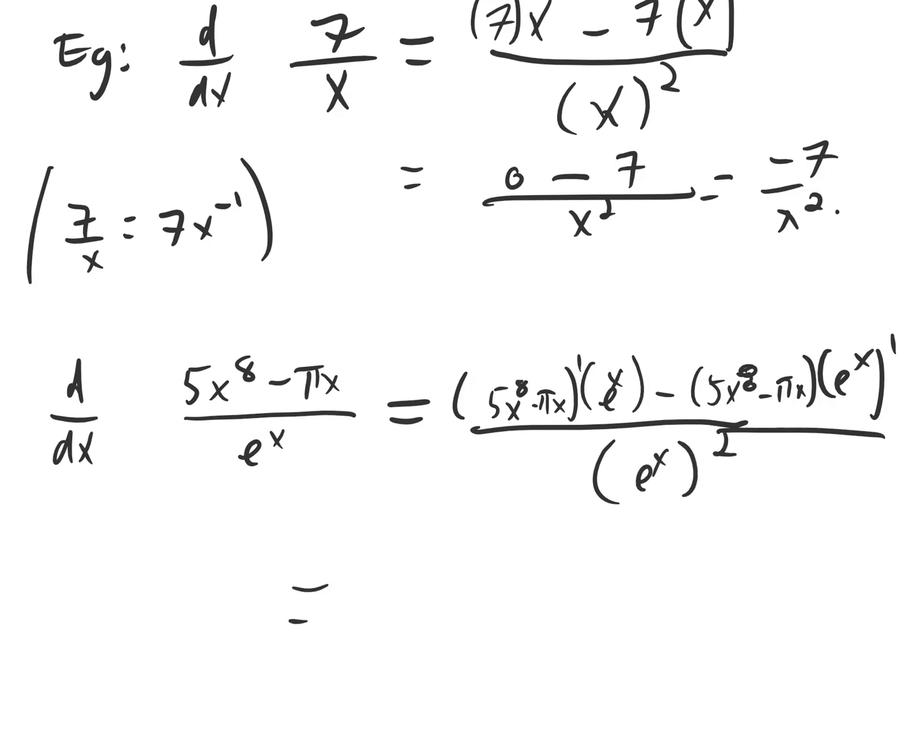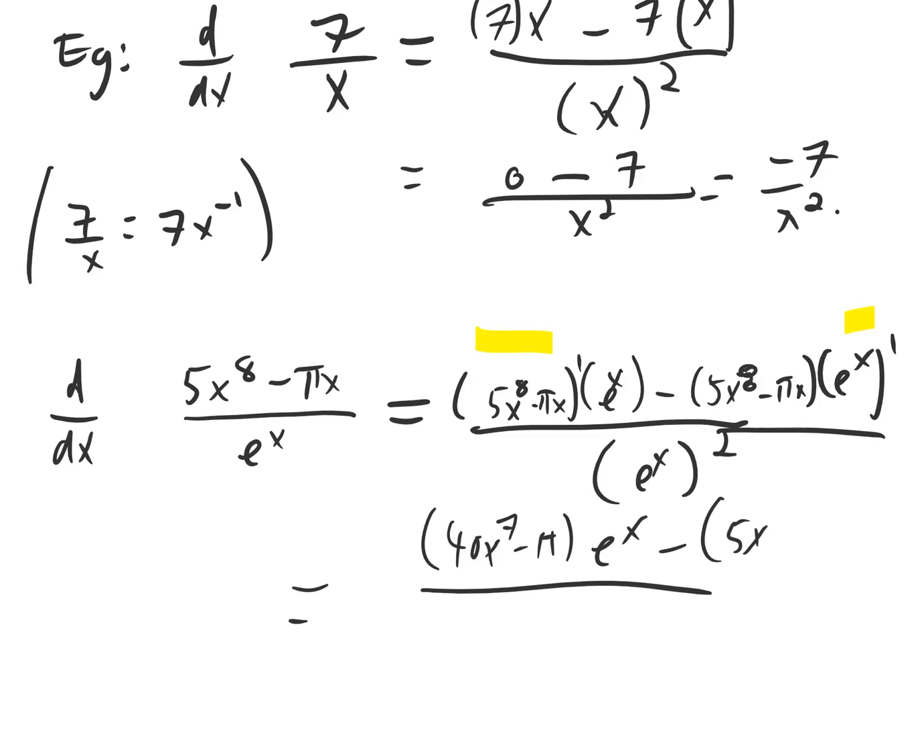So even though this looks complicated, we only have two derivatives to do, just right here and right here. All right, so derivatives of polynomials are easy, or at least routine by this point. So the derivative of this polynomial would be 40x to the 7 minus pi. And we've got times e to the x, and then we have in parentheses minus 5x to the 8 minus pi x. And then this is why I really like the number e. The derivative of e to the x is just e to the x. And then over the denominator, we have e to the x squared, which you could write in different ways, but why bother? So this will give you full points if this is your solution.